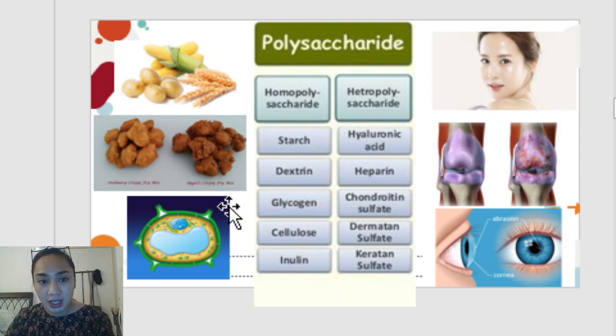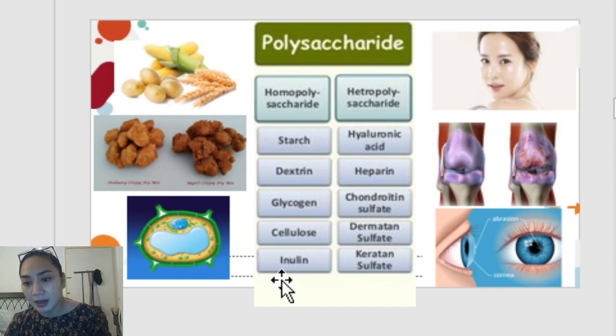Next, we have glycogen. Earlier, we had energy storage in plants, which is starch. Glycogen is the one used by animals as energy storage. We will look into this when we reach the metabolism part, which is a lecture in the coming weeks. Okay, next we have cellulose. Cellulose is found in cell walls.